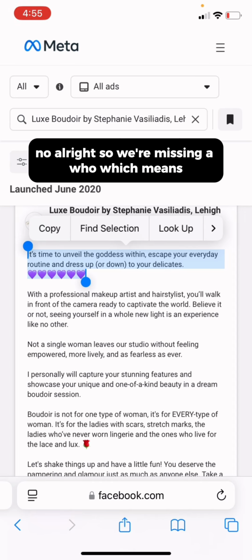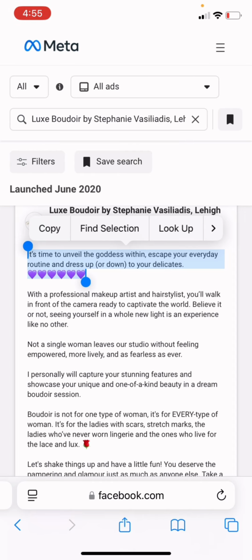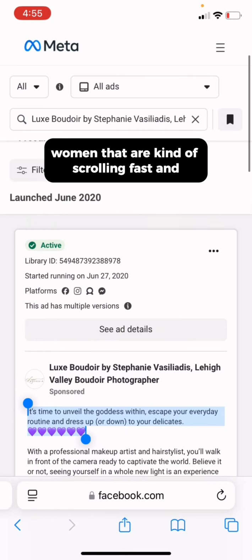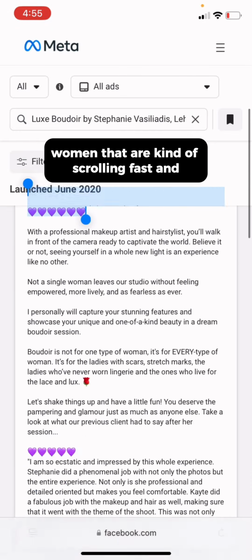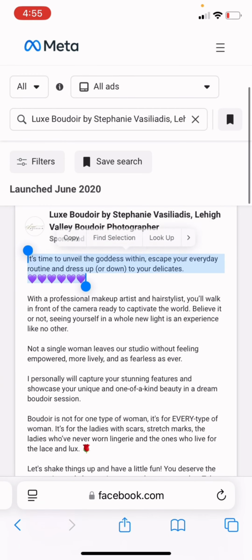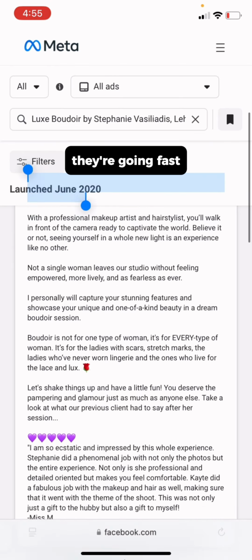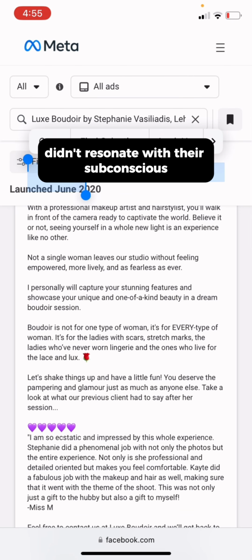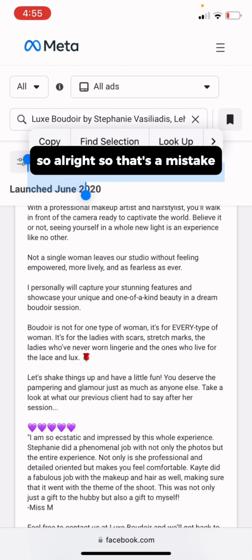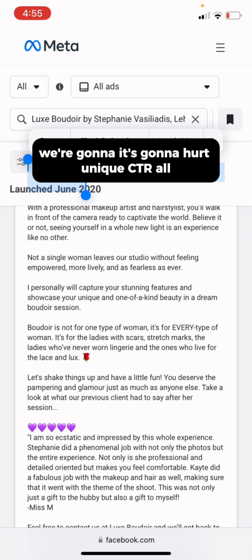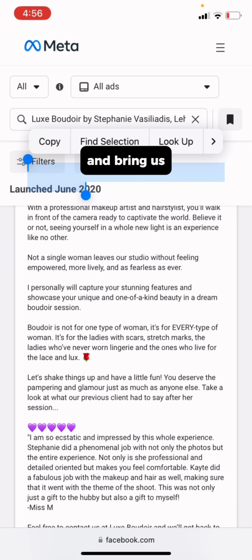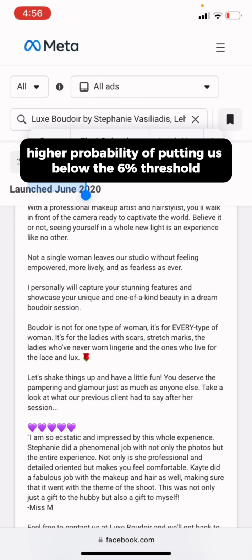No, all right, so we're missing the who, which means we're going to be missing women that are scrolling fast, and maybe they didn't resonate with any of the other things she said, or their subconscious, going fast, didn't resonate. Now we're missing the who, so that's a mistake. It's going to hurt unique CTR all and bring us a higher probability of putting us below the 6% threshold.